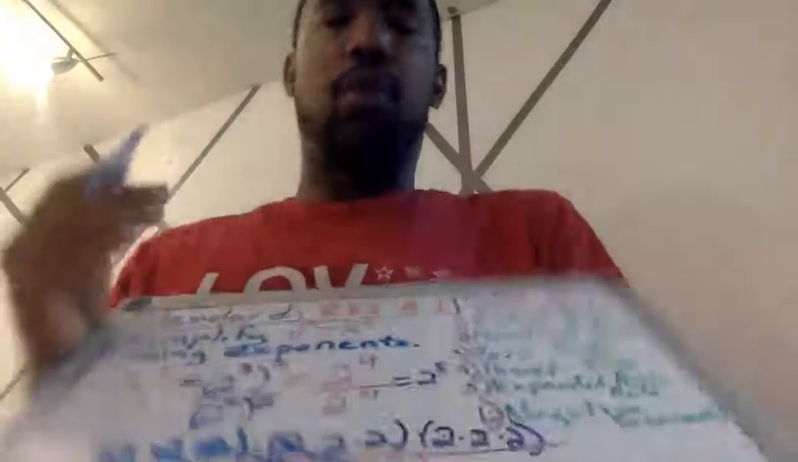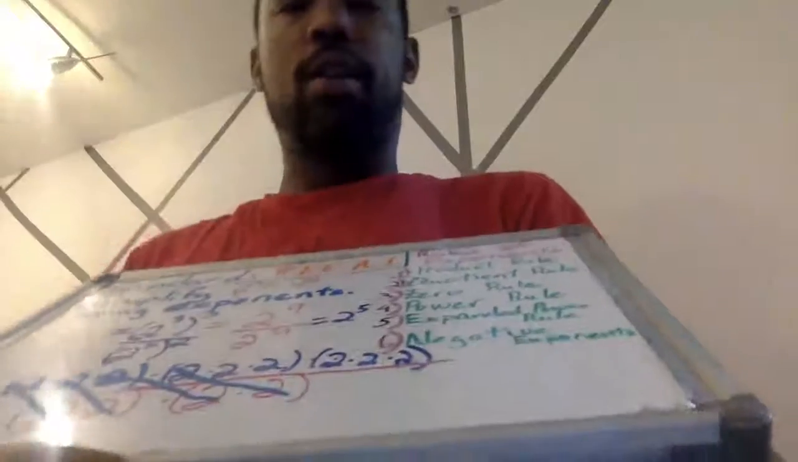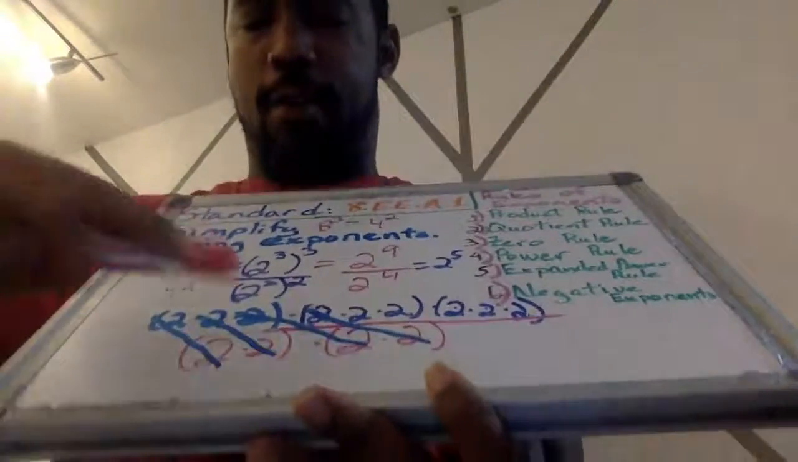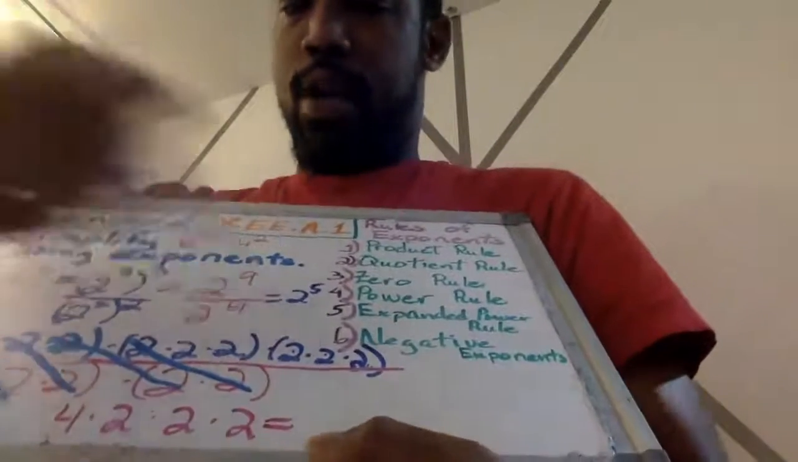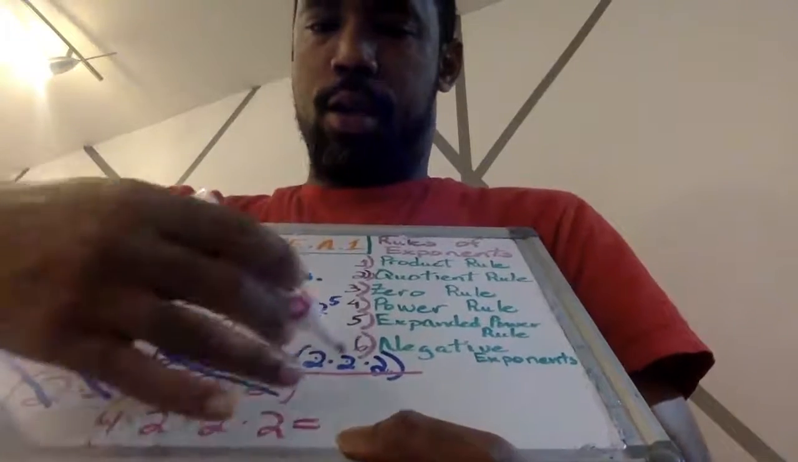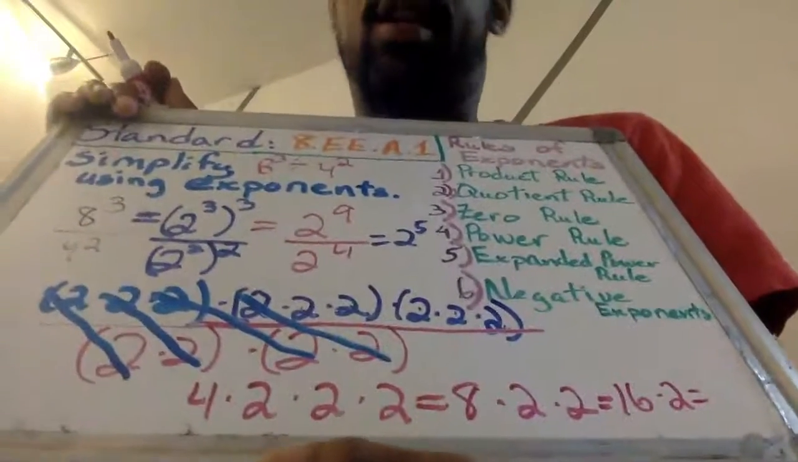But Mr. Prince, what if they want an actual answer? What if they don't want it in 2 to the 5th power? Well, we go back down to here and use our actual 2's to give us an answer. 2 times 2 is 4, so now we have 4 times 2 times 2 times 2. 2 times 2 is 4, 2 times 2 is 4, times 2 times 2 times 2. Next, 4 times 2 is 8, so 8 times 2 times 2. Then 8 times 2 is 16, and 16 times 2 is, say it loud for the camera, 32.